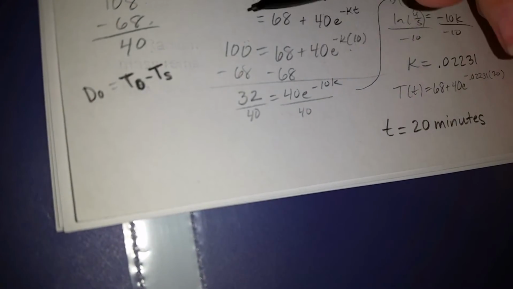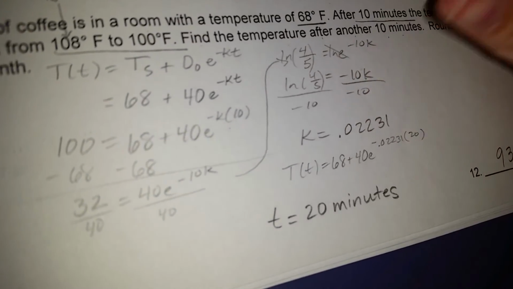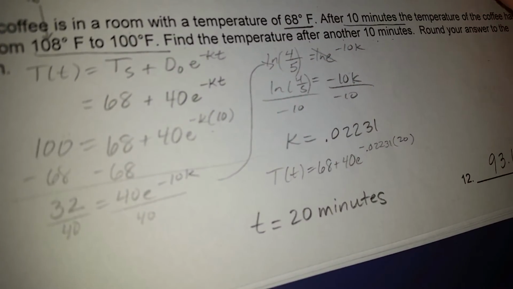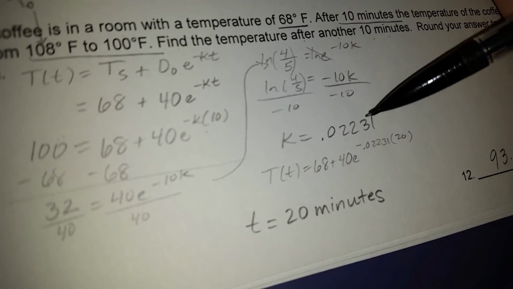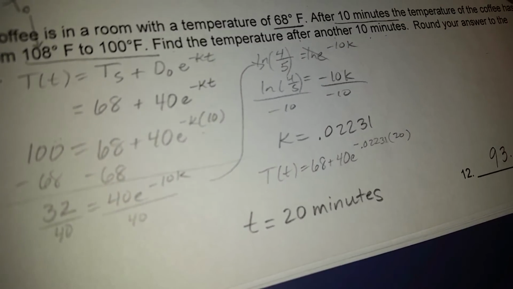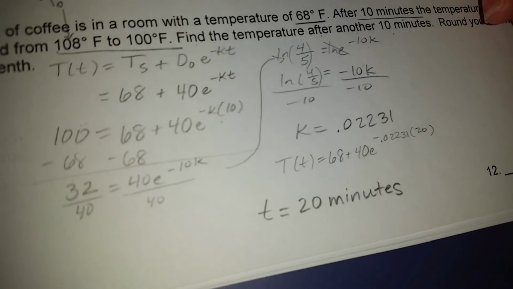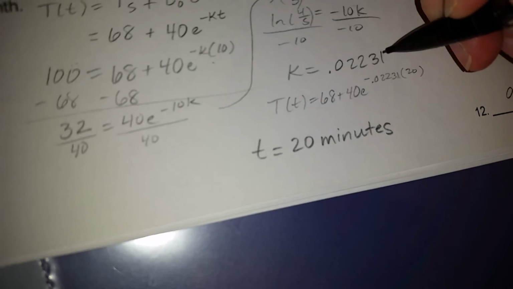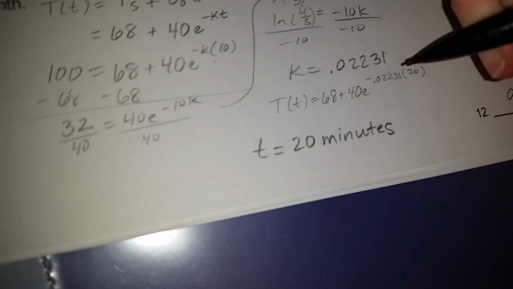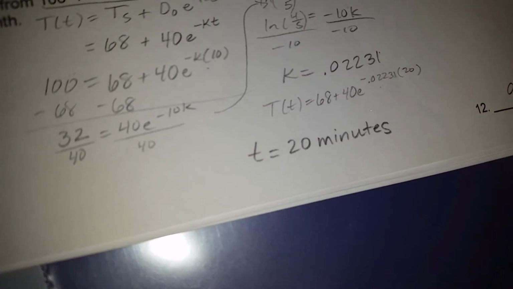So I'm going to subtract 68 from both sides, then divide by 40. Then I'm going to take the natural log to undo E. Then I'm going to divide by negative 10. And then your constant, if you round that out to 5 places, that would be definitely a good place. Now your K should be positive here so that when you plug it into your model, you do have a negative. Now here's the tricky part.